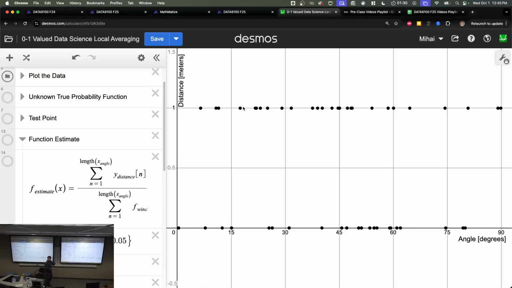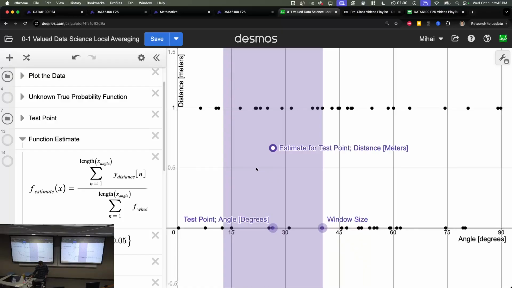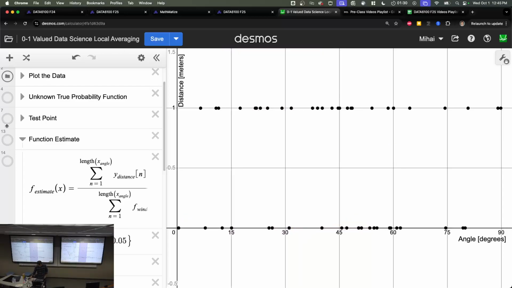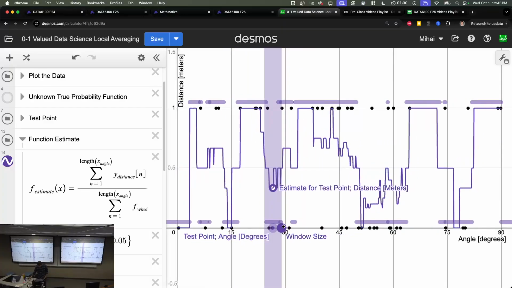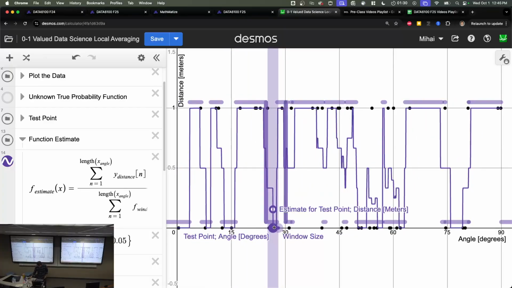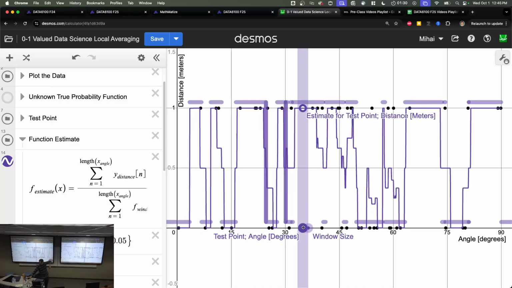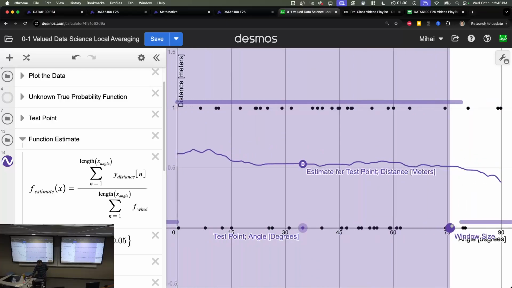And just like before, the method of having a window works just like it did before. So you put some window, and then you count the number of ones versus the number of zeros, and you estimate that as the probability. So you get this kind of estimate where you can change the window size. If you make it really small, you have this estimate that's going up and down and up and down. If you make it really big, then you have a really flat estimate, and you think it's kind of like 50% to work everywhere.